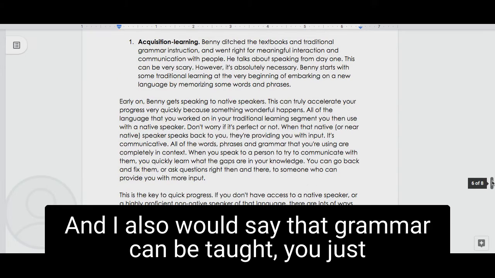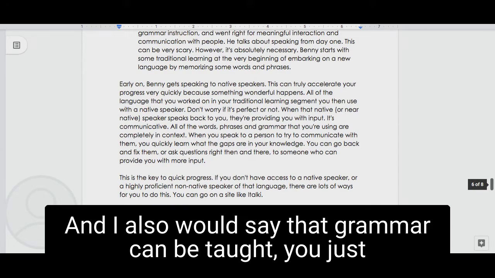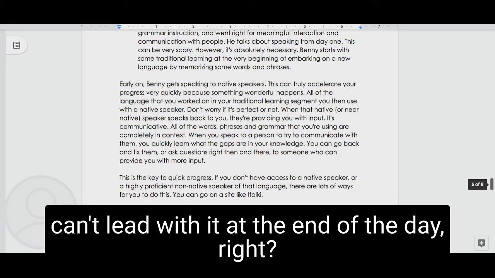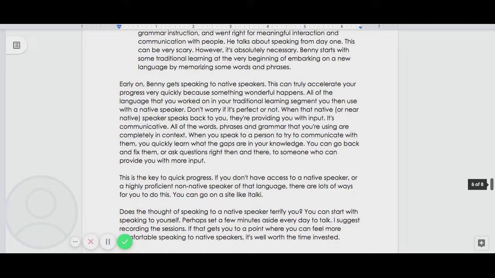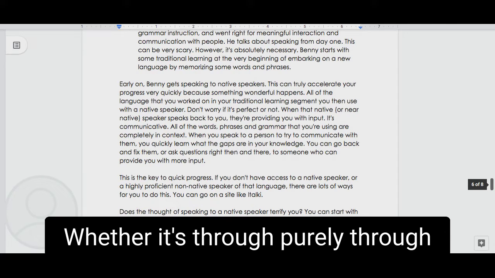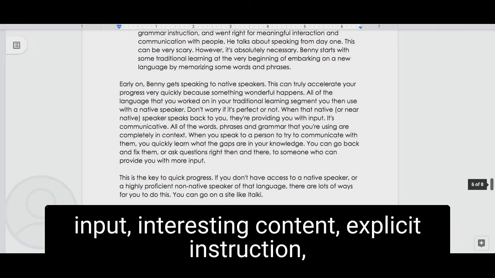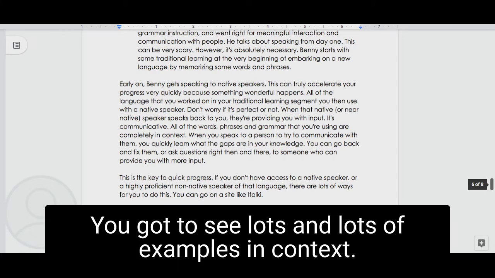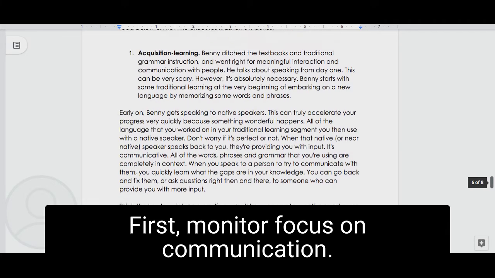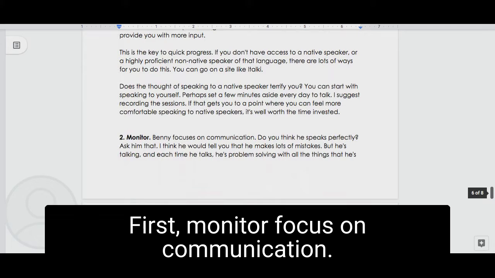And I also would say that grammar can be taught. You just can't lead with it at the end of the day, right? Whether it's purely through input, interesting content, explicit instruction, you can't lead with grammar. You've got to see lots and lots of examples in context first.